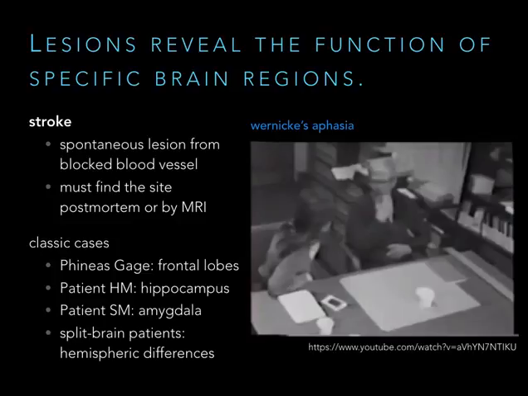So strokes can actually tell us quite a bit about what different parts of the brain do, because they can be very focal. Sometimes they're more widespread. So of course you have to observe how the person's function changes, and then you have to localize the stroke. Where did it occur? In some cases, you have to wait for them to die and then examine their brain. Nowadays, you can just look using MRI, magnetic resonance imaging, which we'll see in a little bit.